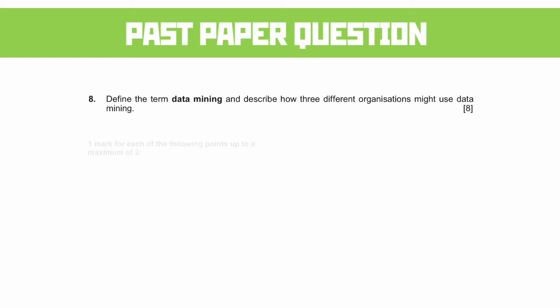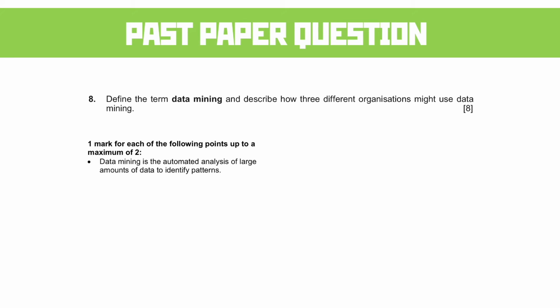So we start off with each of these points up to a maximum of 2, and then we'll have a bit more in a second. So first of all, data mining is automated analysis of large amounts of data to identify patterns. Okay, that makes sense, doesn't it? You could get a mark for the objective is to turn raw data into information, which can be used for decision making. And that's true, because the point of data mining is to take shed loads of data and identify the patterns and use that to make decisions.